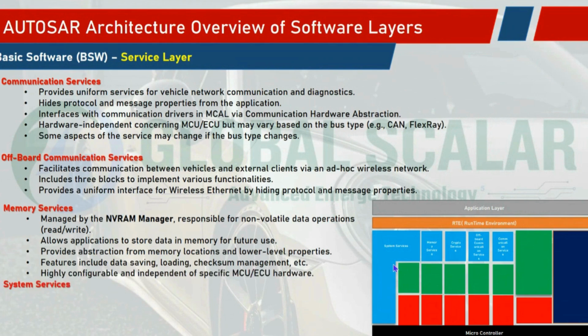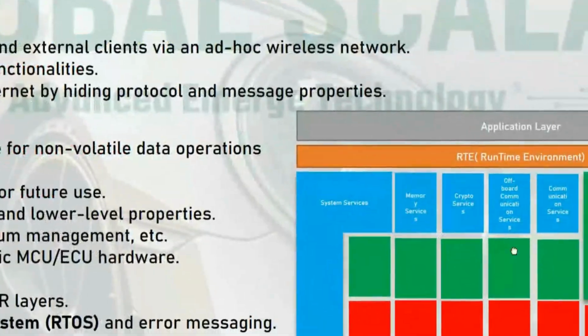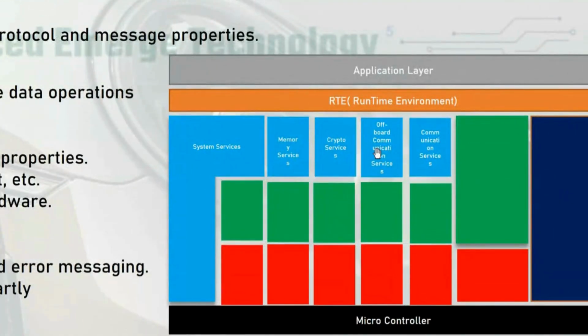System services specifically talks about a group of modules accessed by all the AUTOSAR layers. Examples include the real-time operating system and error messaging, and some of the services like ECU dependencies, time services, and partial application dependence. So these are the four high-level pieces of information that the service layer provides.